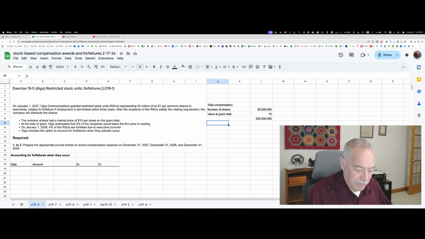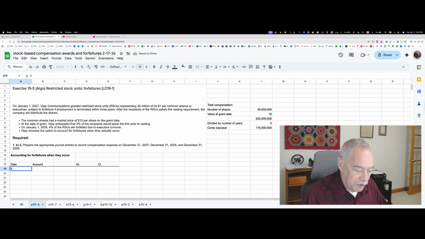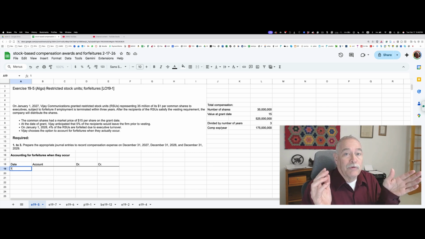And so we'll take that divided by number of years. Of course, you have to break it down into months if you had partial years. And we get a comp expense per year. The original estimate is going to be the 525 divided by 3, 175 million. So at the end of the first year, on the date of grant, we have no entry.